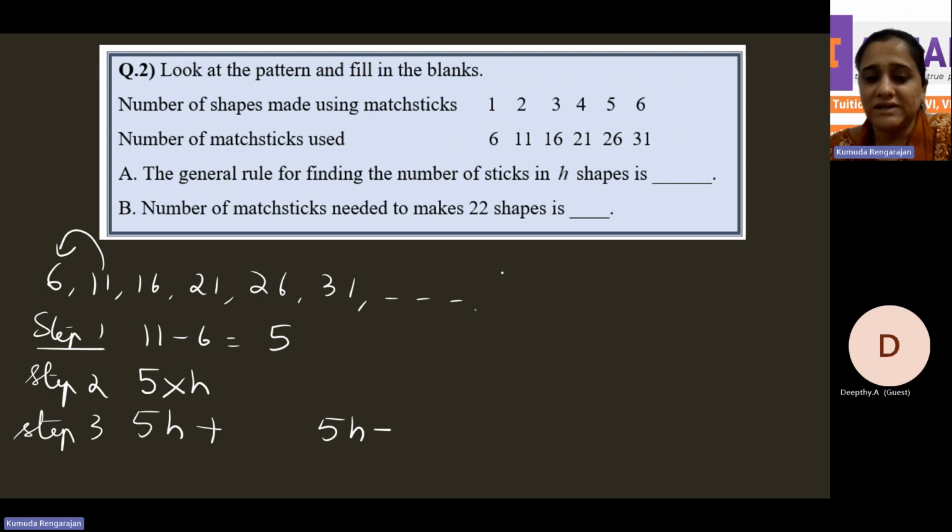Adukku enna pannona, take this 5h and put h as 1. What is the answer you're getting? 5 into 1, 5. But what is the first term answer? 6. How will you get 6 from 5? How will you get 6? You should add 1, right? So 5h plus 1 is the rule.